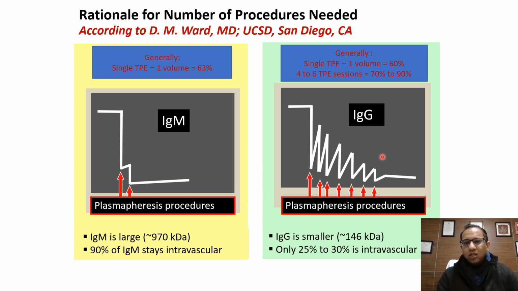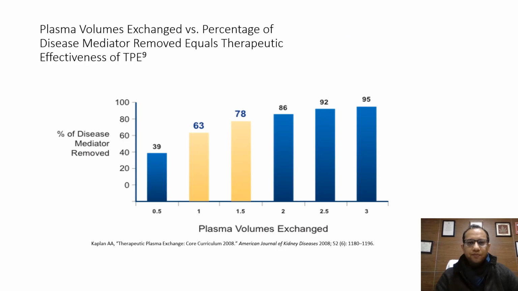But if it is IgG that you're catering to, obviously one plasma volume is going to initially remove the 60%, but due to rebalance, the IgG is going to come back to the intravascular and there's going to be a rebalance. And that is why you need to do multiple procedures, almost to the tune of around 4 to 6 plasma exchange sessions. So what is the ideal plasma volume and which will remove?